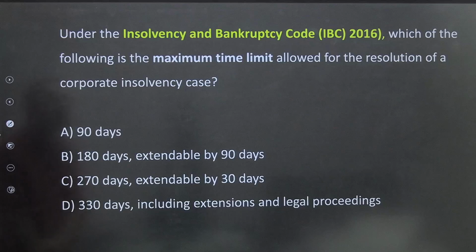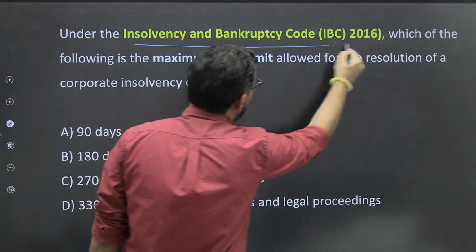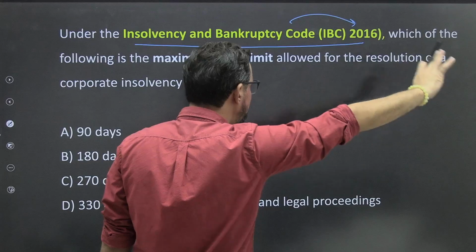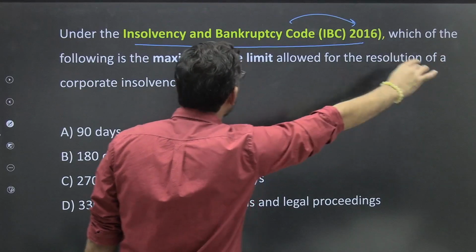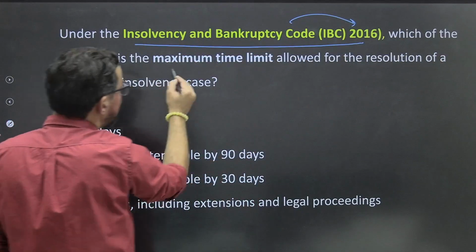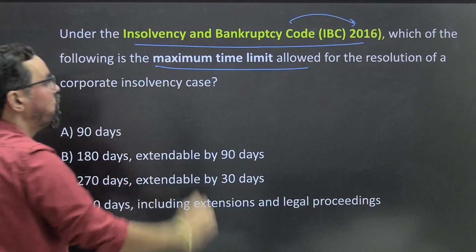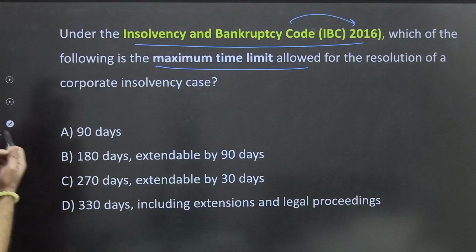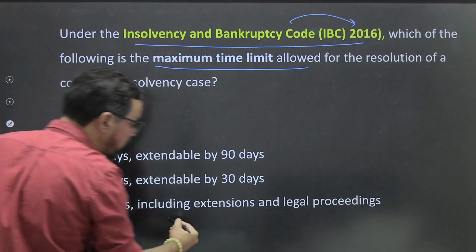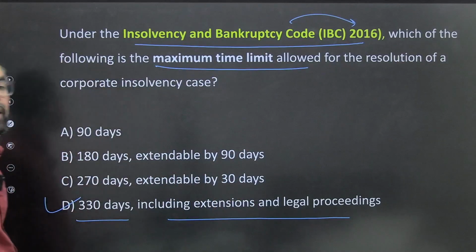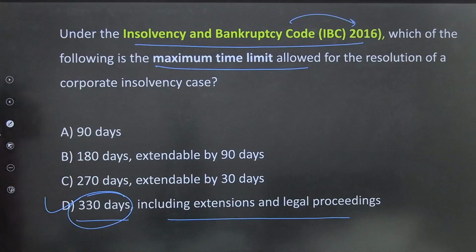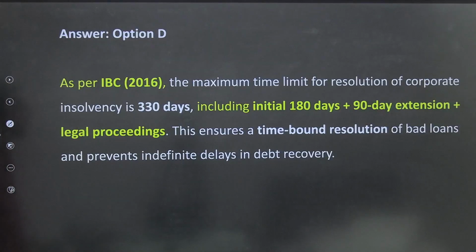Okay, next one. Under the Insolvency and Bankruptcy Code IBC 2016 by IBBI, okay, which of the following is the maximum time limit allowed for the resolution of a corporate insolvency case? It is 330 days. Okay? So 330 days including extension and legal proceedings. This is the maximum time within which they have to resolve that particular case.